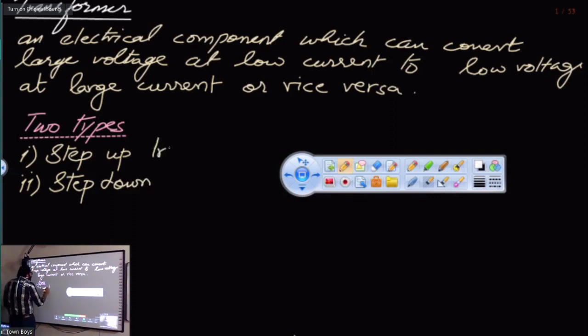It cannot increase energy. Energy stays same. Remember that fact.